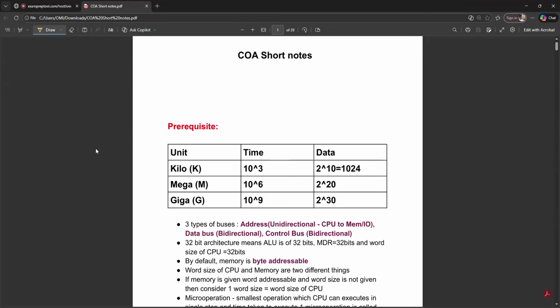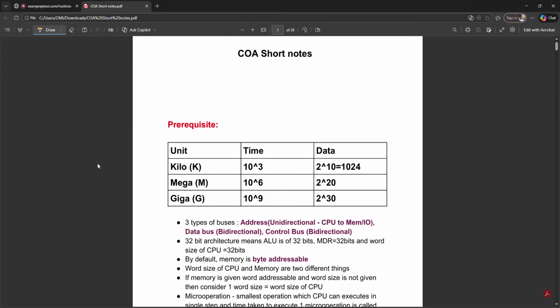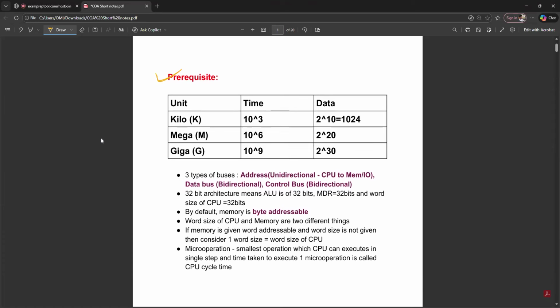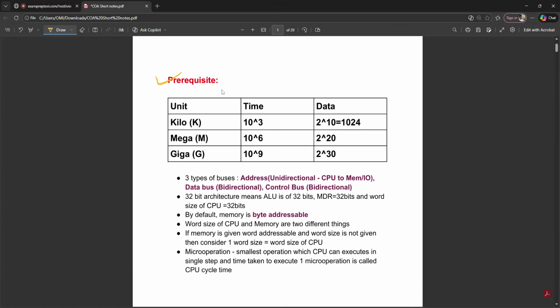So let's start. First, there are some prerequisites. If in a question units are given for time and data, you have to check them, because you have to take the values based on the unit. If time is given, then kilo equals 10 power 3... if kilo is there and time is given, then you put kilo equal to 10 power 6. If data is there, then kilo equal to 2 power 10.